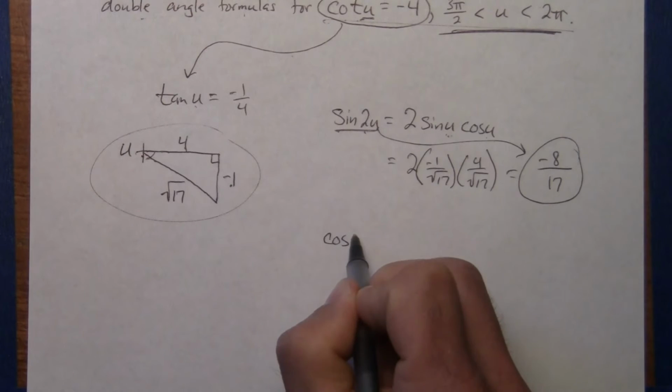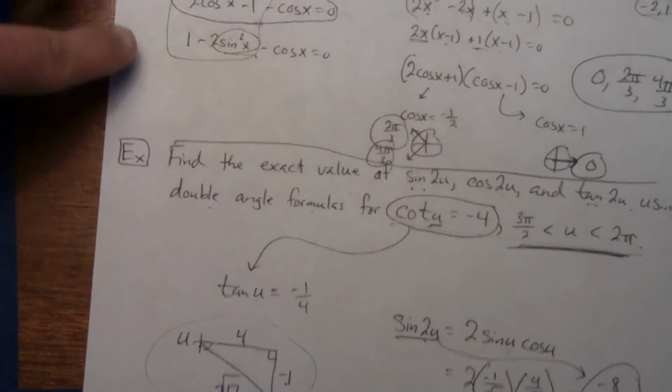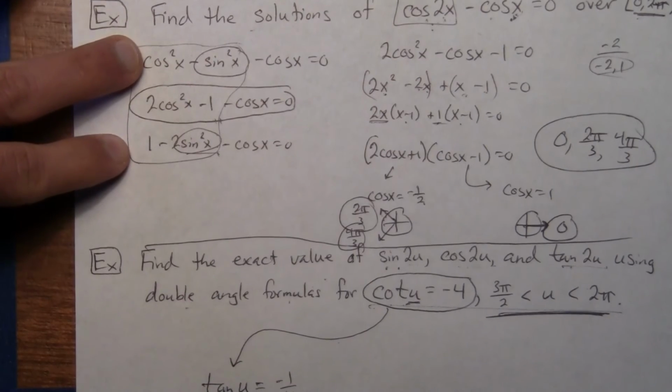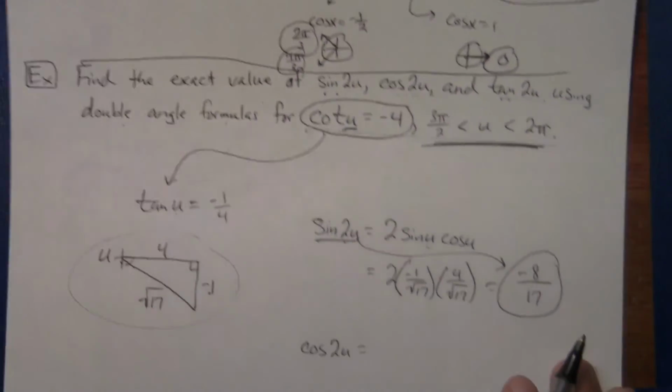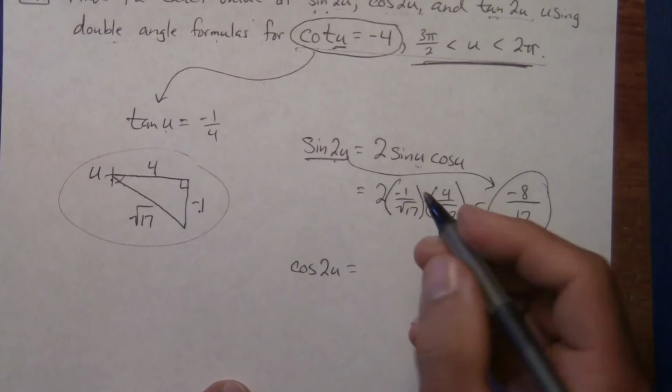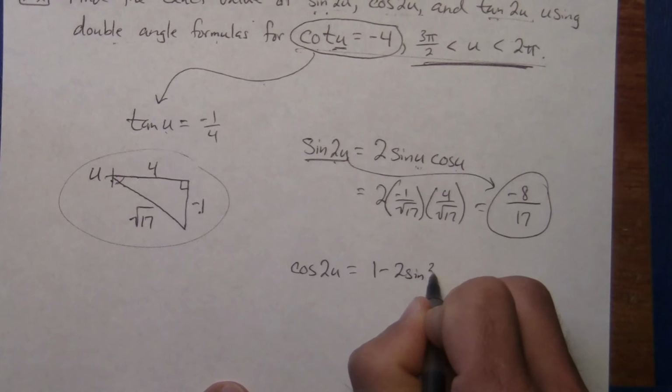Cosine of 2u, of course, is doing the same thing. Now I have three different identities that I can use for the cosine, so really you can pick whichever one you want. It's not going to make a difference. I'm going to pick just random. I'm going to pick 1 minus 2 sine squared u. Again, no reason.